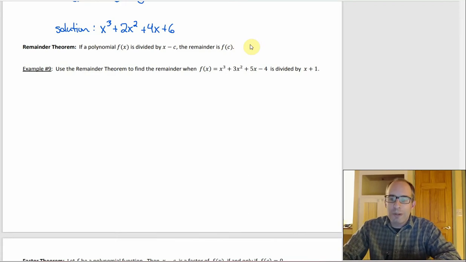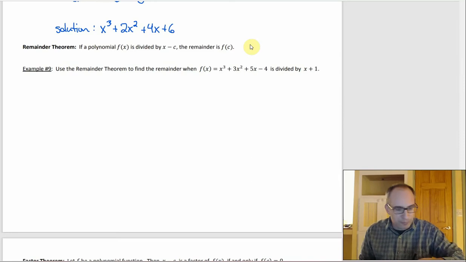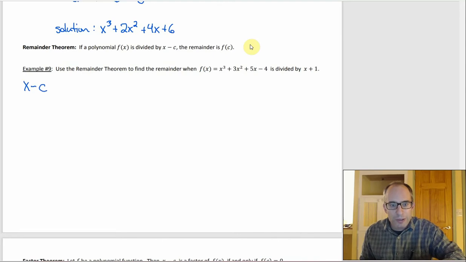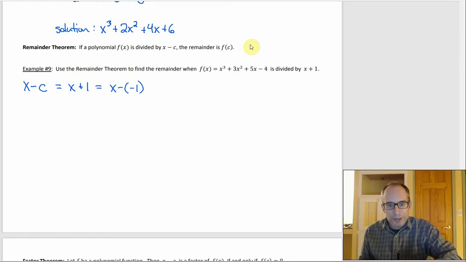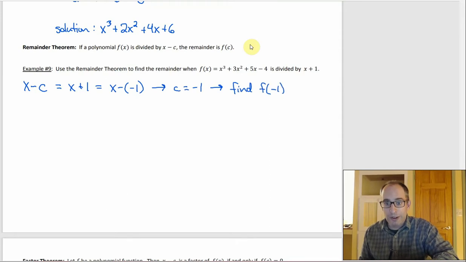So we want to see the remainder when you divide by x plus 1 of this thing. So x minus c here, the thing that we're dividing by, is x plus 1. But to write it more in this format where it has a minus, I'm going to rewrite this as x minus negative 1. That's the same thing as x plus 1. So that means that c is negative 1. And so what we need to do is find f of negative 1. That'll give us the remainder.